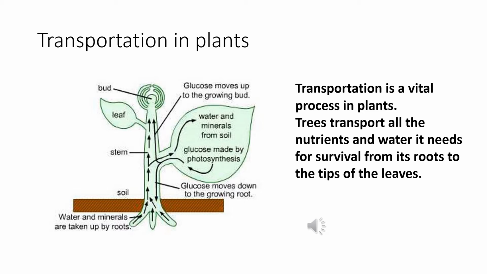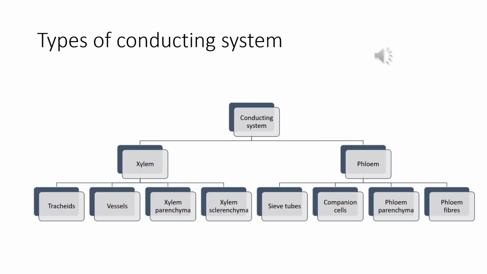So transportation is a vital process in plants. Trees transport all the nutrients and water they need for survival from the roots to the tips of the leaves, and glucose from leaves to other parts of the plant. Now we can divide the conducting system of the vascular plants into two categories. One is xylem and another is phloem.